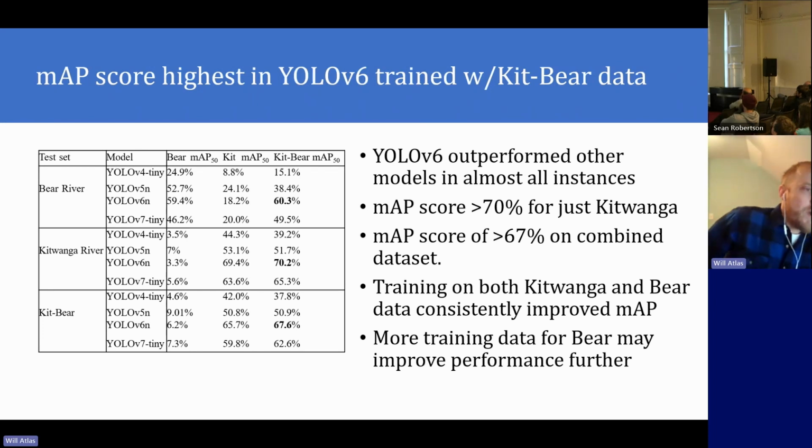So we're not quite to the place where we can say, let's just go out and monitor for a full season. The computer vision is going to do as well as a person, but it's telling us that we're moving in the right direction. And one of the challenges is we had more training data for Kitwanga than we did for Bear, which may explain the sort of difference between these two systems in terms of performance.